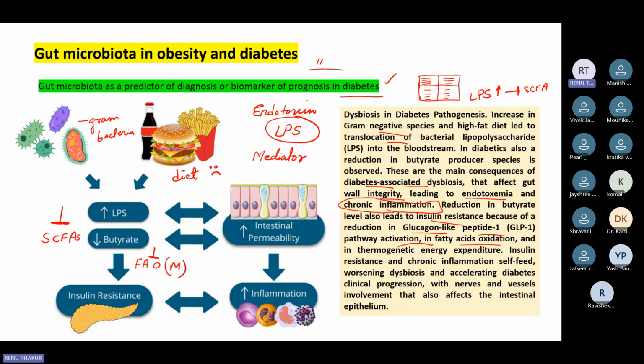So fatty acid oxidation will be decreased. And what will be the consequences of it? If you remember, if the fatty acid oxidation is reduced, then there is an increase in the oxygen concentration in that particular area. In your gut, oxygen concentration will be increased. Now, if the oxygen concentration will increase, are the obligate anaerobes able to grow?